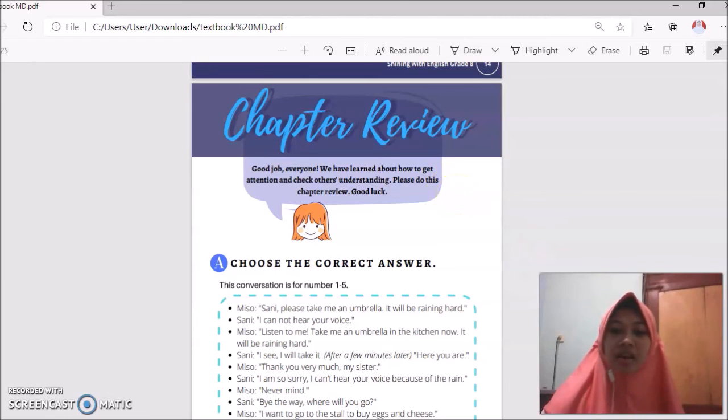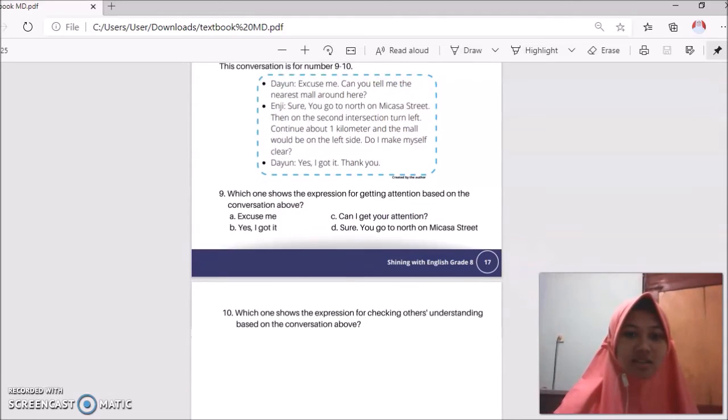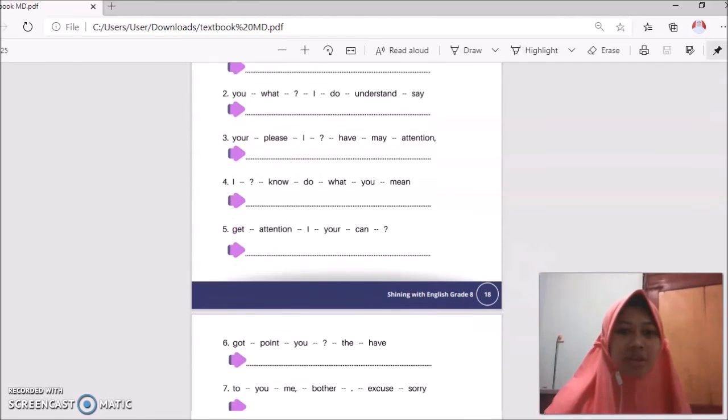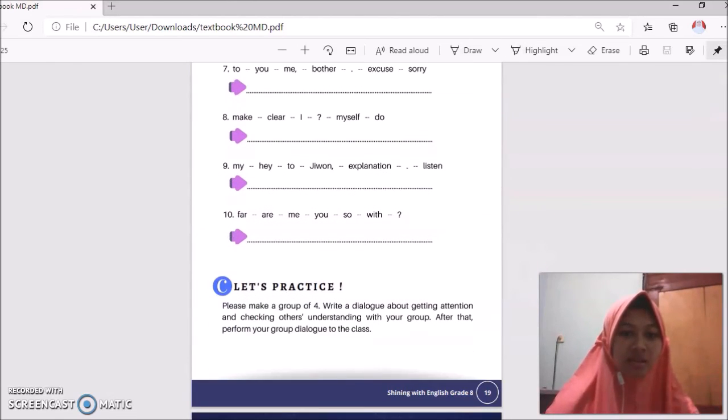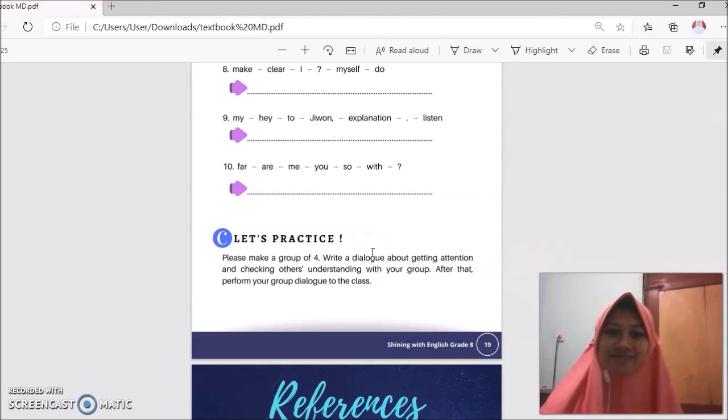As you can see, there are 10 multiple choice questions, and 10 arrange the jumbled word questions. And the last is a group work. In the group work entitled Let's Practice, the students are asked to make a group of 4. Then they will write a dialogue about getting attention as well as checking others' understanding. After that, the students will perform their group dialogue to the class.